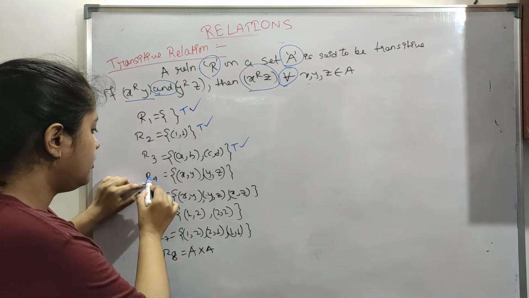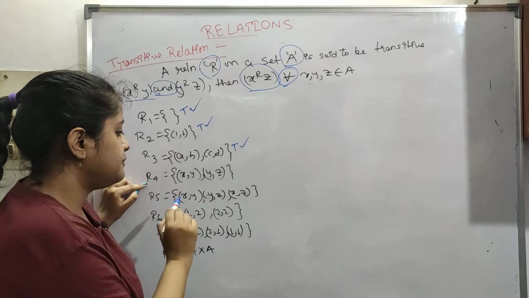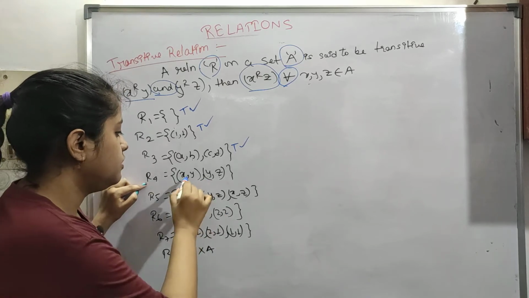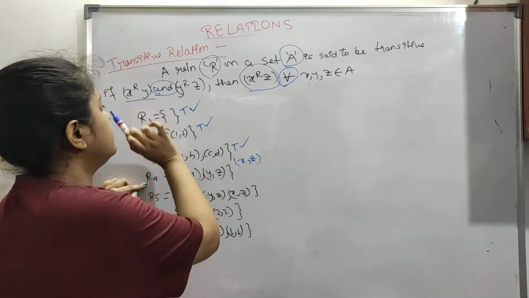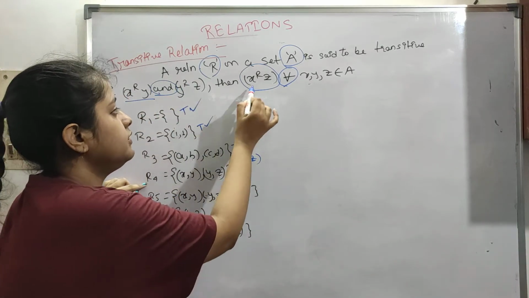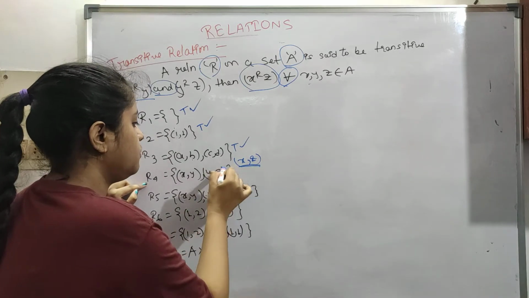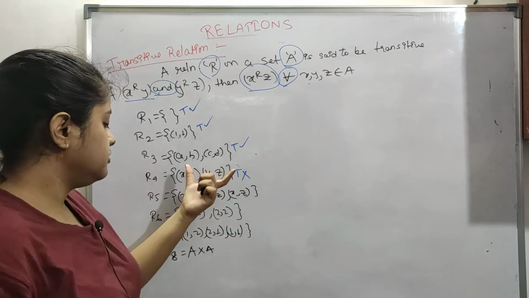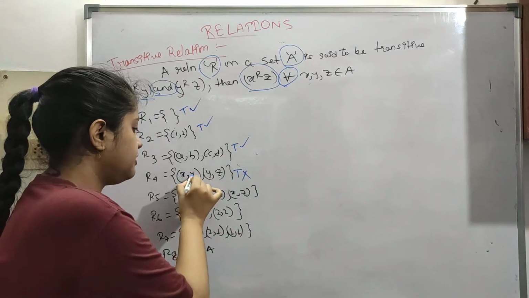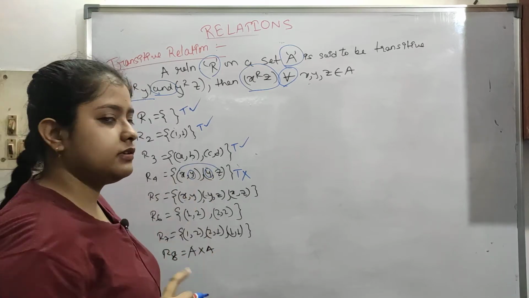So now R4 is important here. Let's focus here. If (X, Y) is present, and (Y, Z) is present, then there has to be (X, Z). X related to y, y related to z are present, then x related to z has to be present, but this is not present here. So this is not transitive. The common element means these two have to be present in another element.